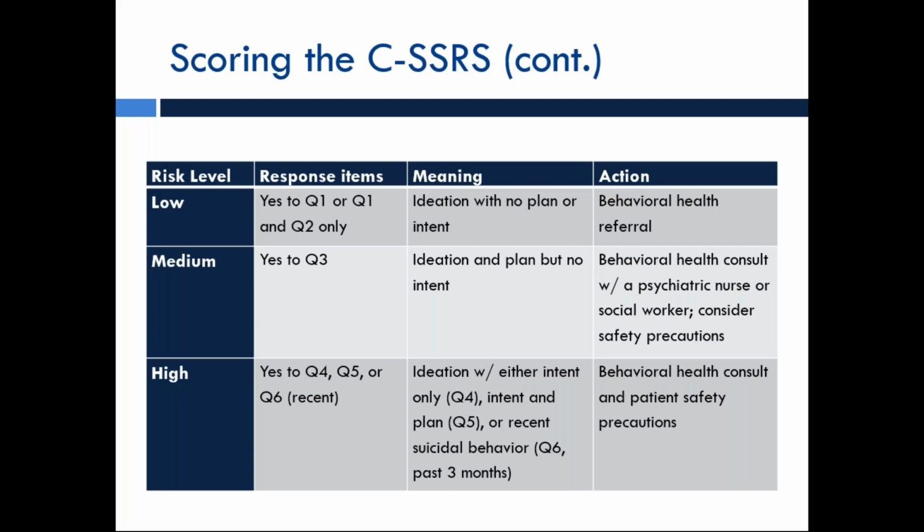Okay, so what does it all mean? Low risk: you would say a yes to question 1, or question 1 and question 2 only. This means that the individual has ideation but no plan or intent. So the action would be to provide a behavioral health referral. The medium risk is a yes to question 3. That means there's ideation as well as a plan, but no intent to actually act upon that plan. So the action would be to bring in a behavioral health consult with a psychiatric nurse or social worker, and to consider safety precautions. High risk is yes to questions 4, 5, or 6. That means that the individual has ideation with either intent only, intent and plan, or recent suicidal behavior. And then the action would be a behavioral health consult and patient safety precautions.